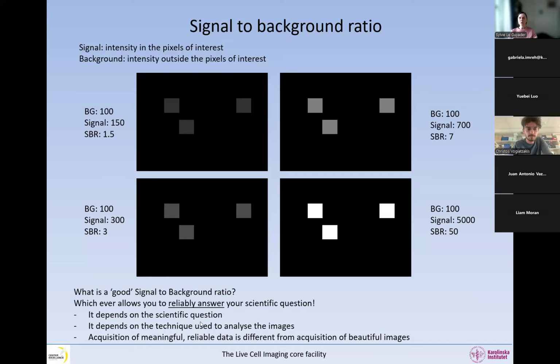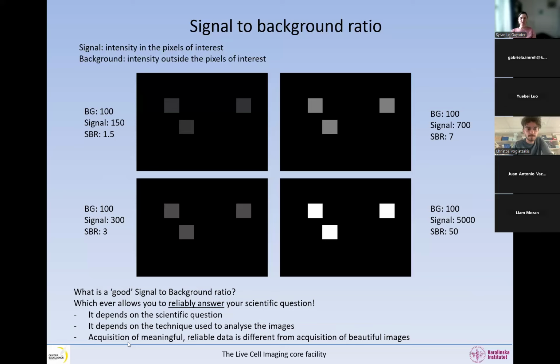The best signal to background ratio is whichever allows you to reliably answer your scientific question. So again, we come down to a well-defined scientific question, and your scientific question is your guiding star. It depends on what you want to extract from the image, the metrics that you want to get. So it depends on the technique that you use to analyze images as well. Some techniques are more robust than others to low contrast.